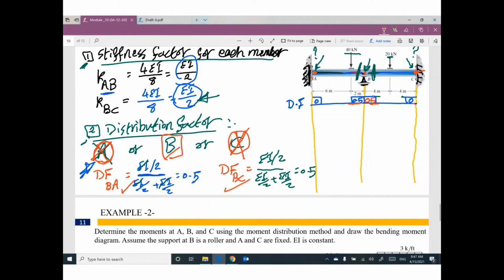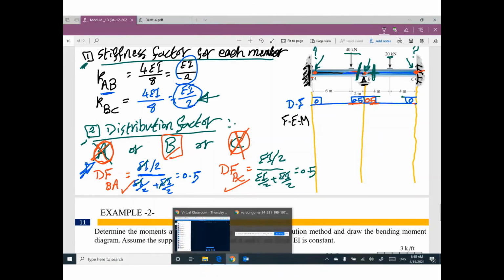Okay. What is the fixed end moment? I'm sorry guys for this noise, just a second.